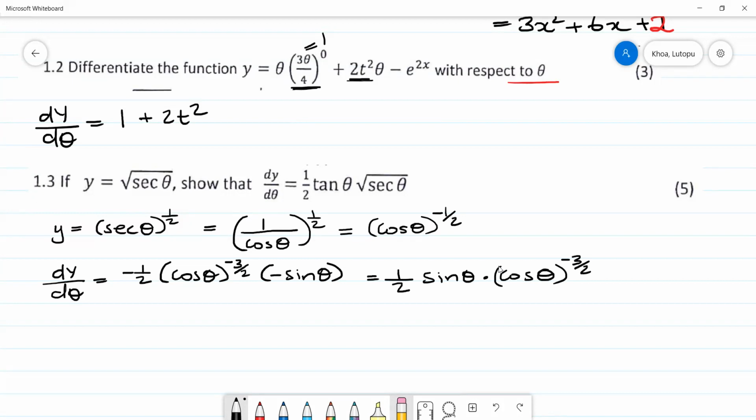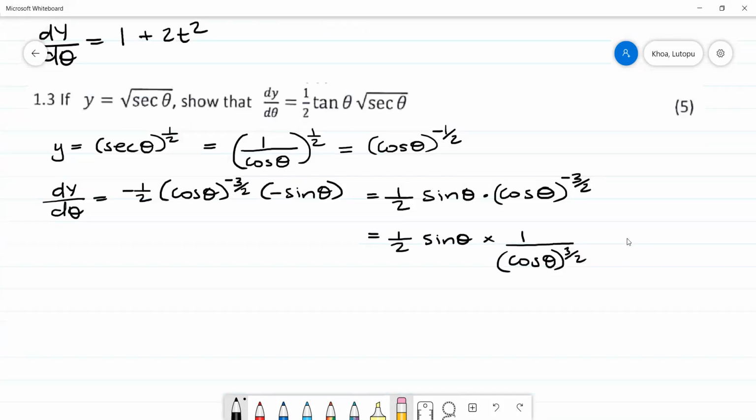So remember what we want to prove. Now it becomes like an identity. We want to simplify this so that it is this. So we rewrite it. This is a half sine theta times 1 over cos theta to the power of 3 over 2. So we rewrite it with a positive exponent.